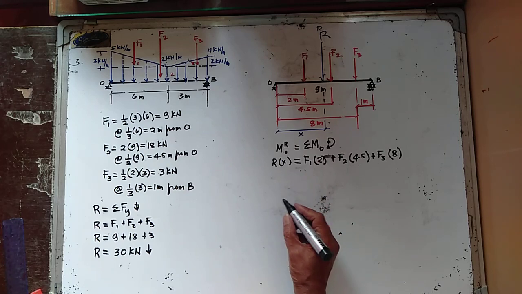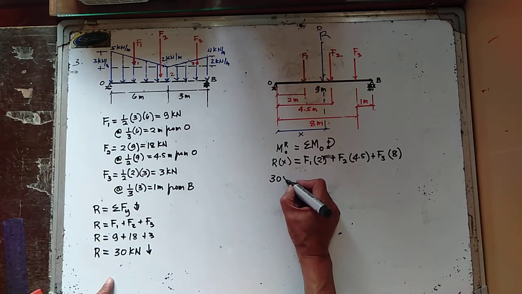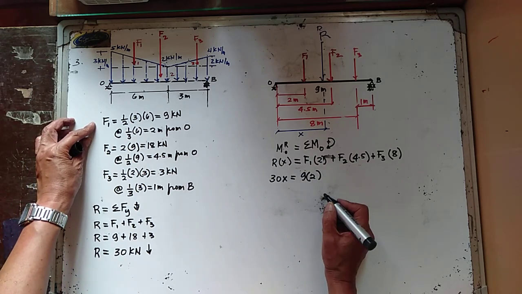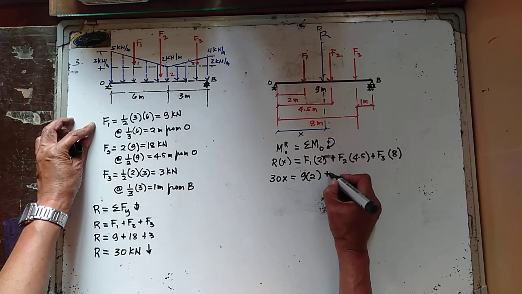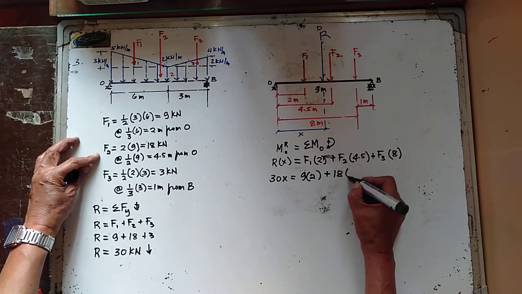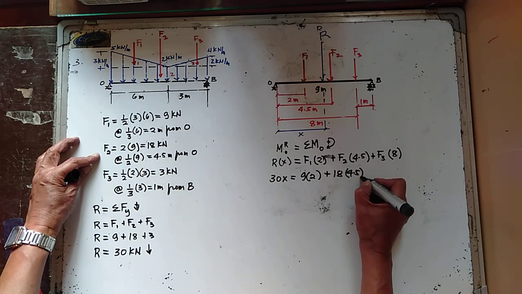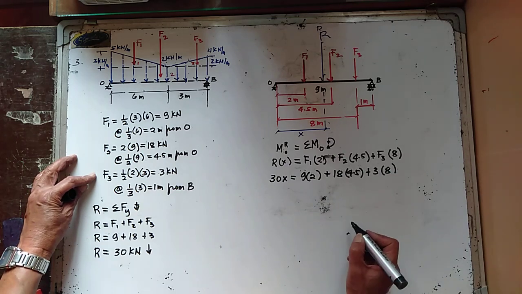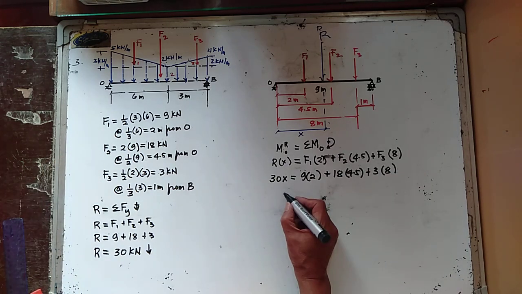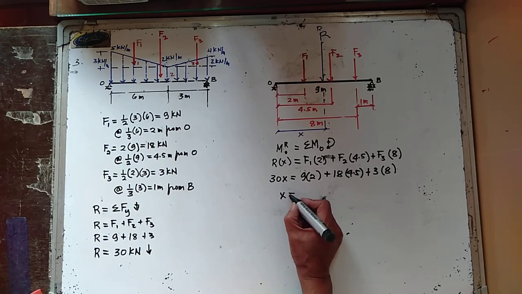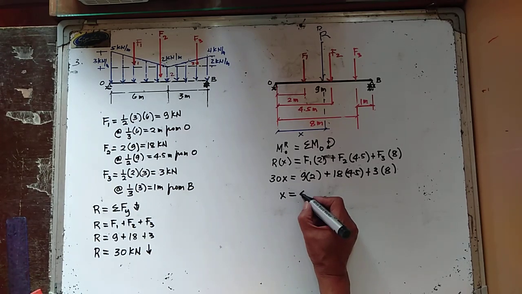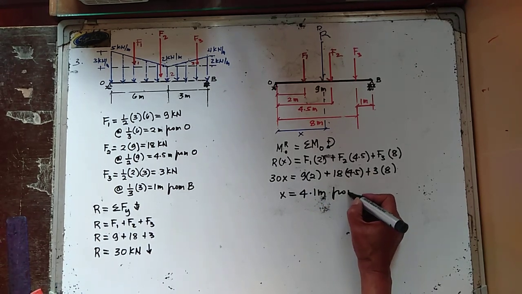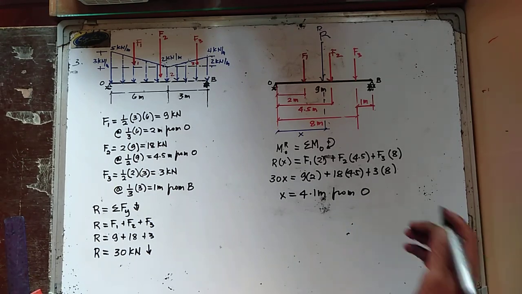So we now have the resultant force is 30. x is equal to F1, 9 multiplied by 2, plus F2, 18 multiplied by 4.5, plus F3, 3 multiplied by 8. And therefore, the location of the resultant from point O is equal to 4.1 meters.